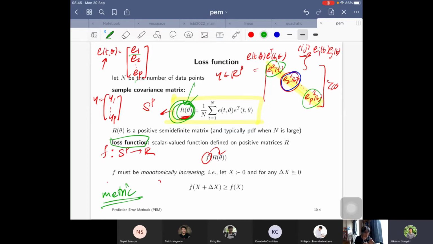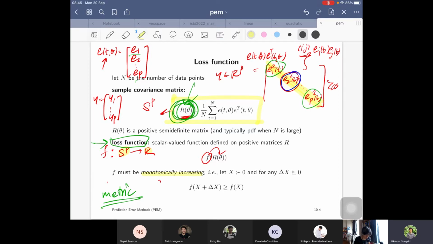This is the term metric. A metric is something that you determine, a quantitative measure of something. In this sense, you want to measure how small or how big a matrix R would be. That's why you come up with a choice of loss function. That choice should have the property that this f is monotonically increasing. This loss function maps from a matrix to a real number.